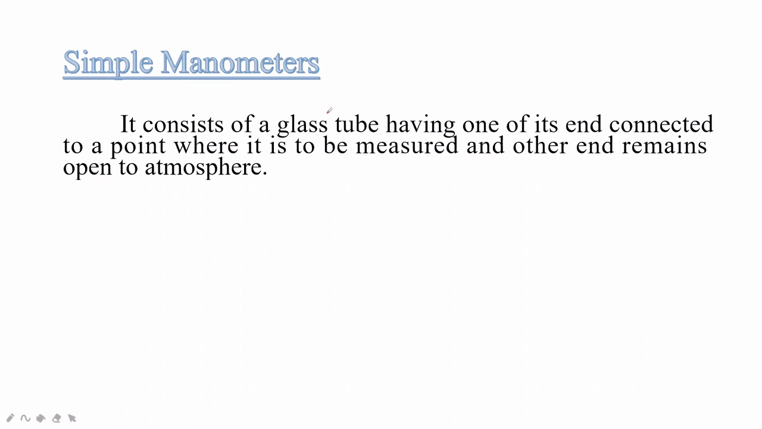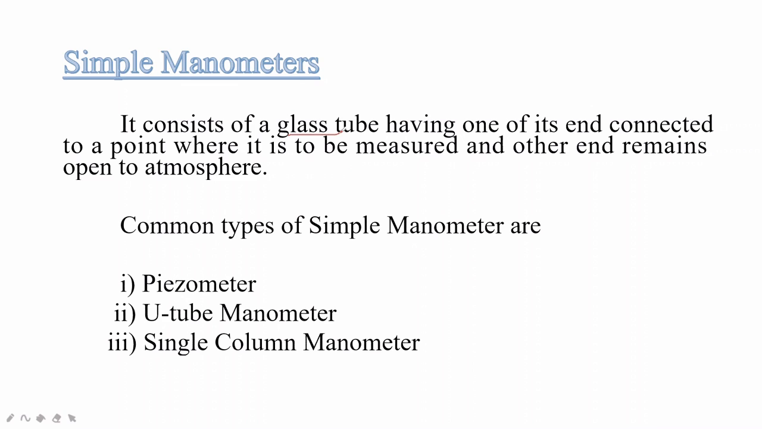So they are giving the description about how it is constructed. The simple manometer consists of a glass tube having one of its ends connected to a point where the pressure is to be measured, and the other end remains open to the atmosphere. When you see the image you will get a clear picture.